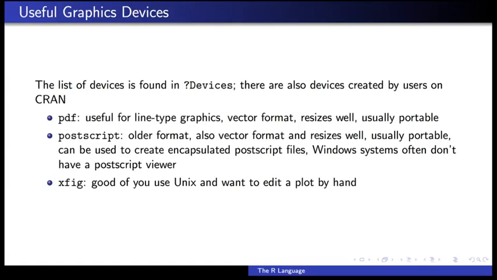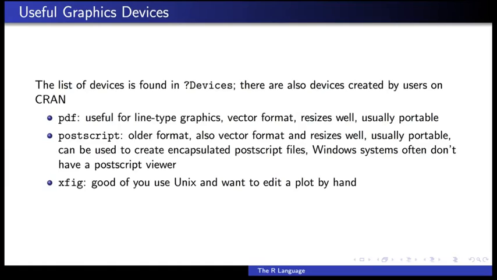Probably the most common is the PDF device. And this is very nice for making kind of print quality graphics, for line type graphics. It's a vector format, so it resizes very well without losing any quality. And it's viewable on pretty much any modern platform. So if you're making a scatter plot or that kind of thing, that's a line type graphic. It's going to be suitable for PDF.